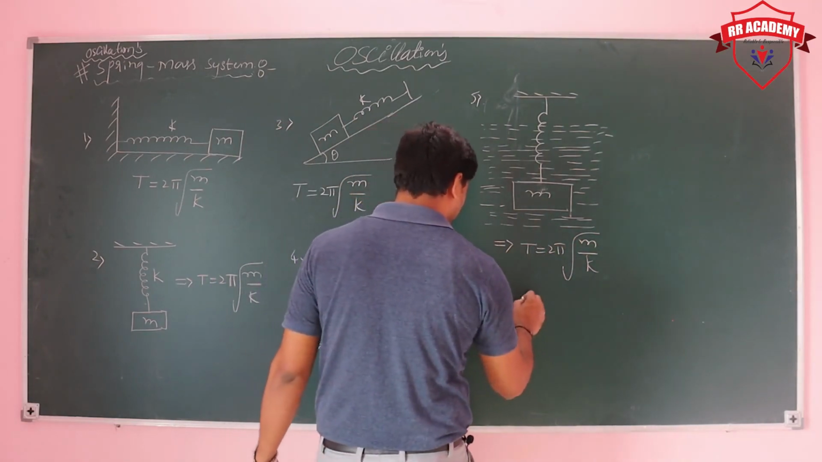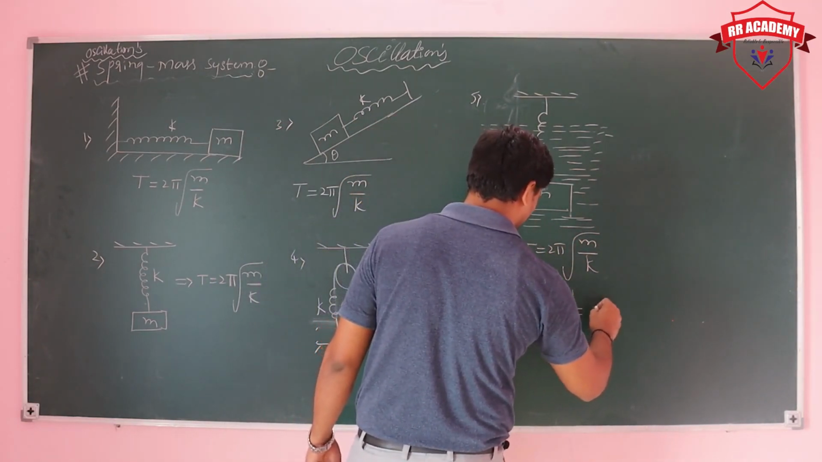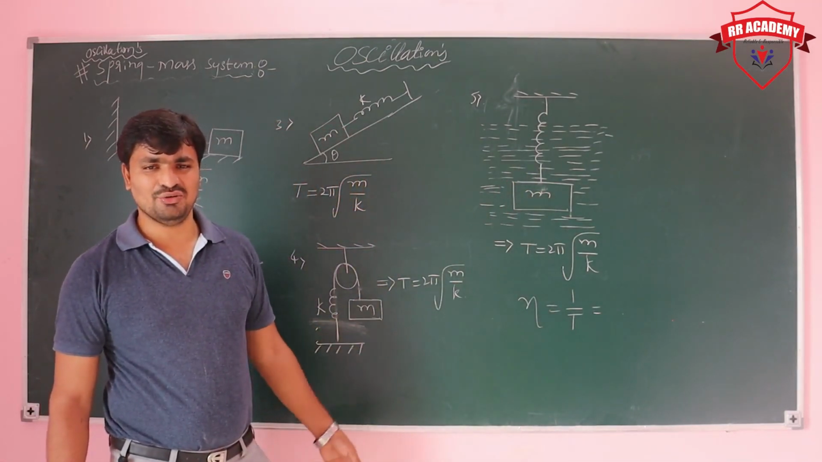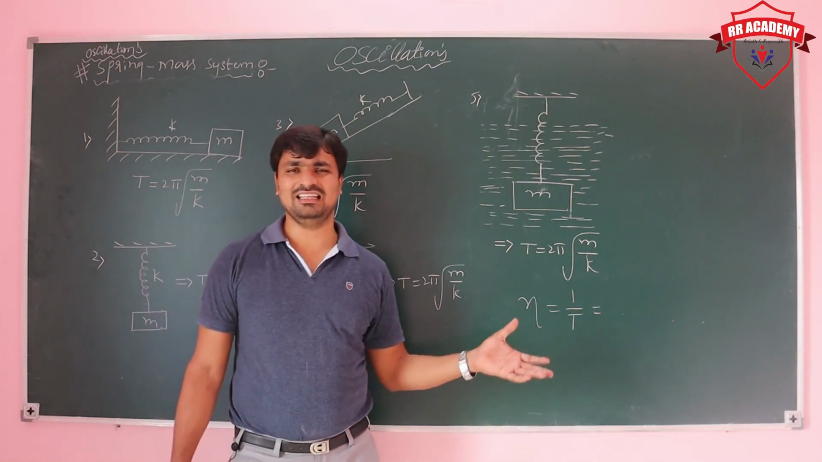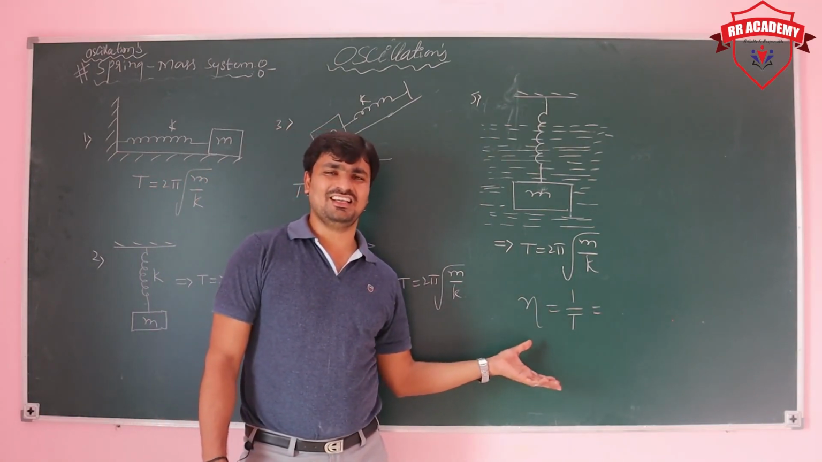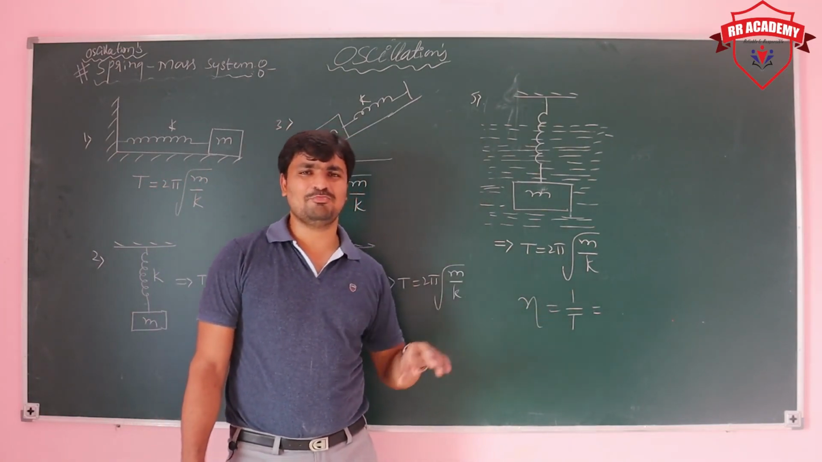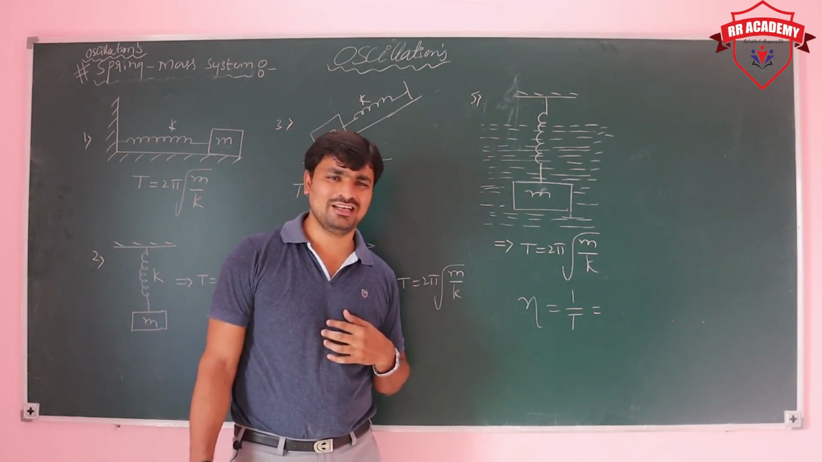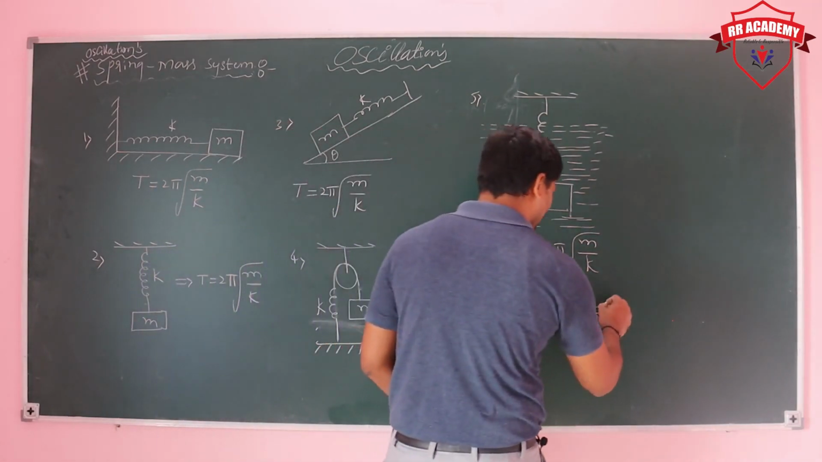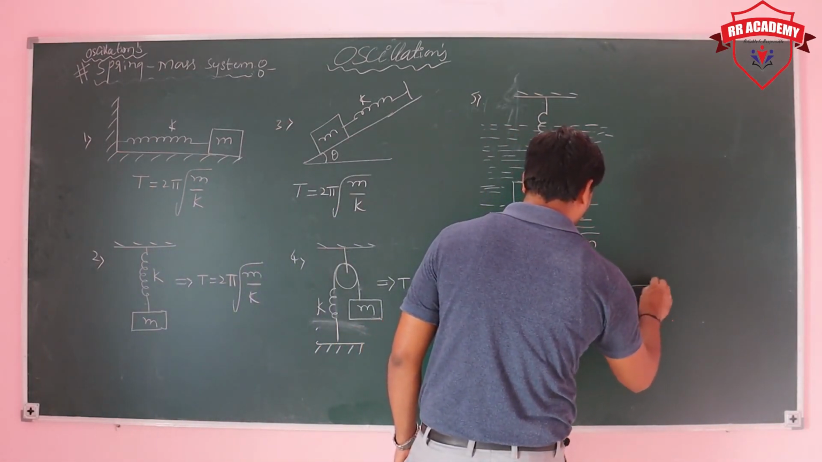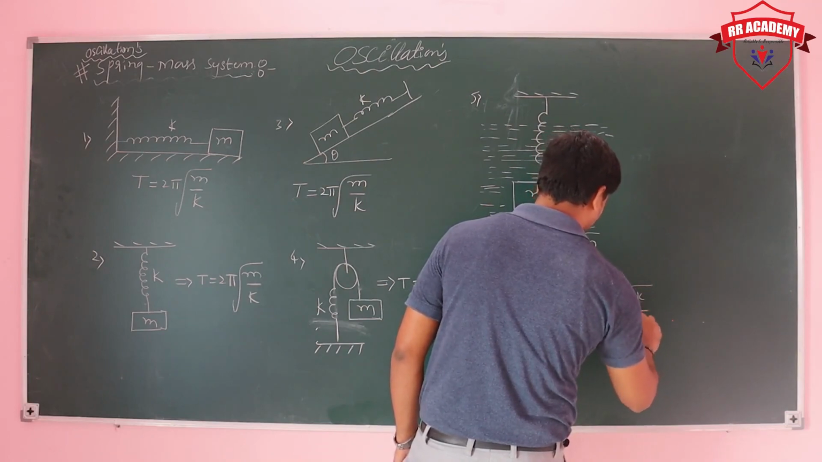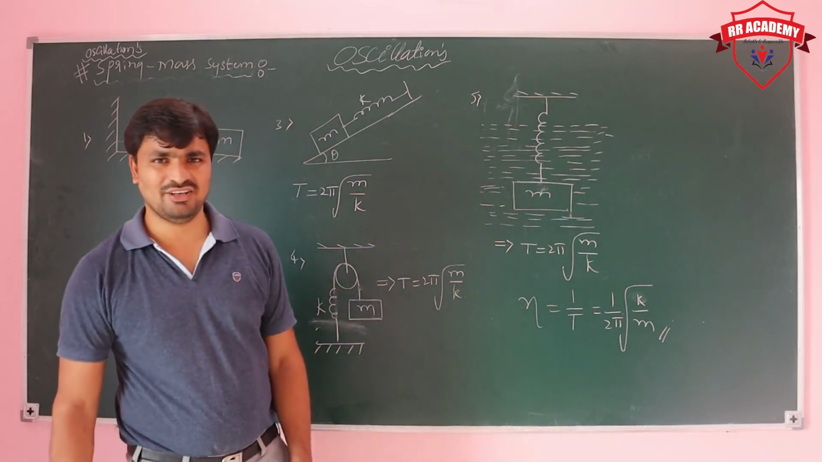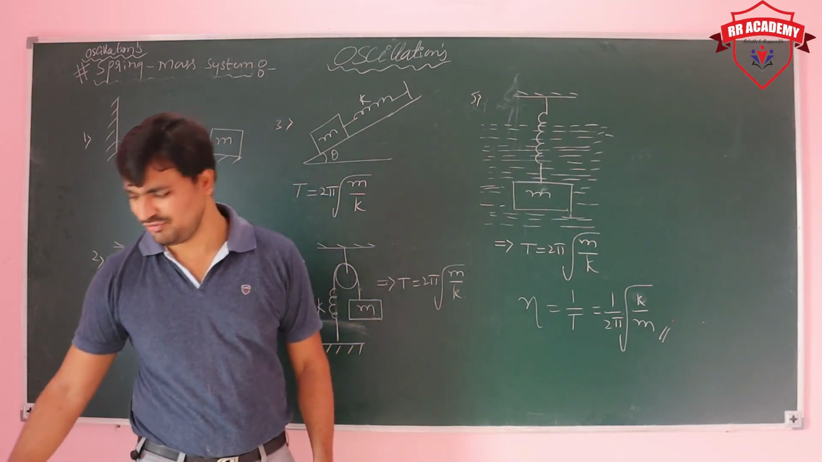And what about the frequency in all of these? It is the reciprocal of the time period. Whenever they ask for frequency, don't get confused. Frequency is the reciprocal of the time period, so we can write 1 by 2 pi into under root k by m. Like that we can take it for the different values.